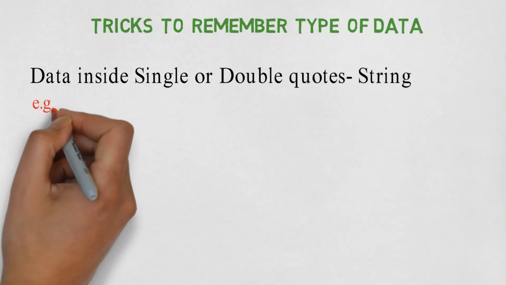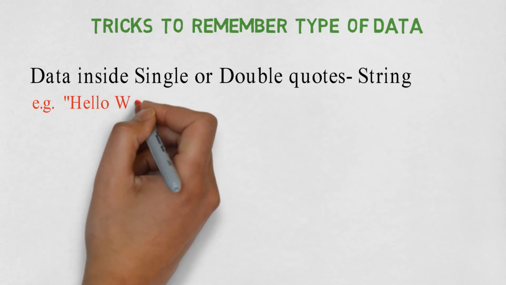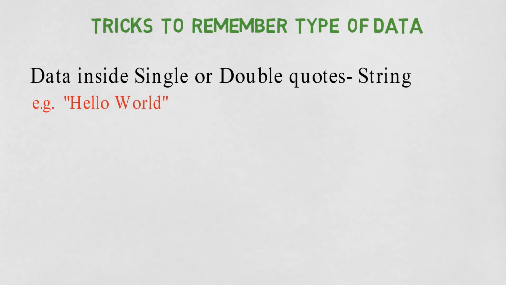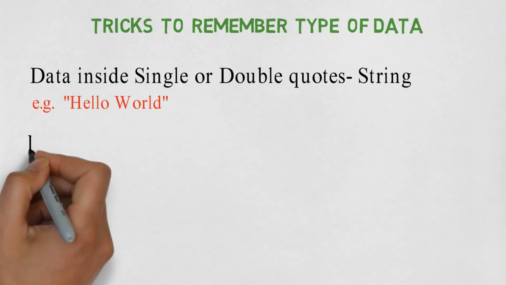So let us say our data is "Hello World", which we have seen many times till now. Because it is in double quotes, anything that is in double quotes or single quotes, we are going to call it of type string. So in single quotes or double quotes, always remember the data is of type string. Now let us identify other types of data.